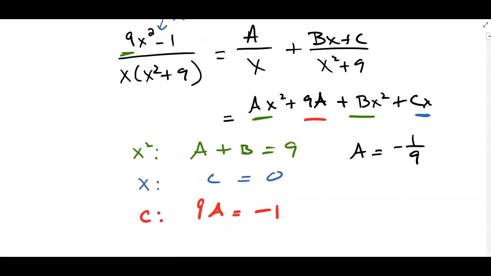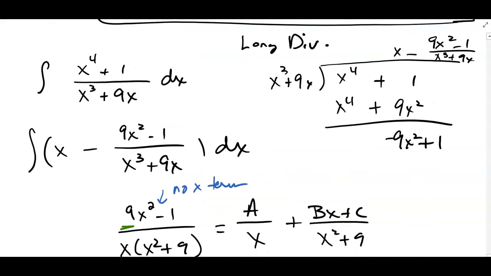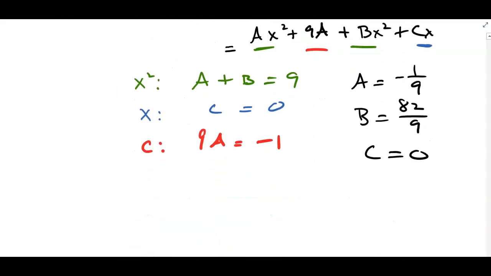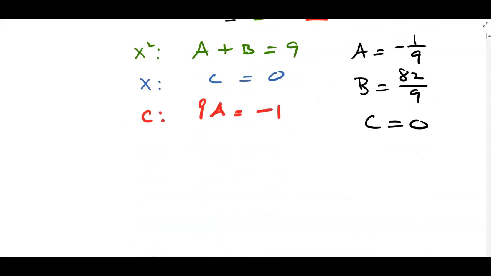So you've got to plug A into the equation. So B actually equals 9 plus a 9th. So 9 plus 1/9 is actually 82 ninths. So it started off a little messy because of the long division. This part was not too difficult, but now we have to deal with these fractions when we plug it back in. So let's get our integral back here.